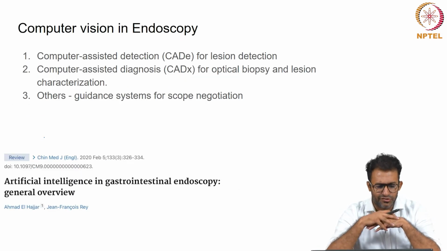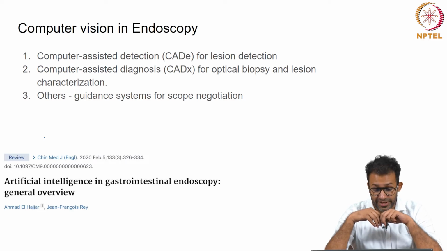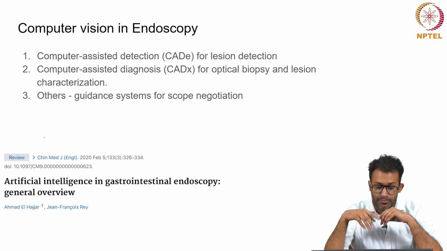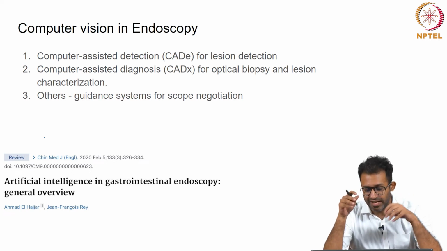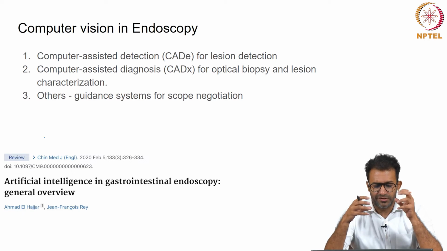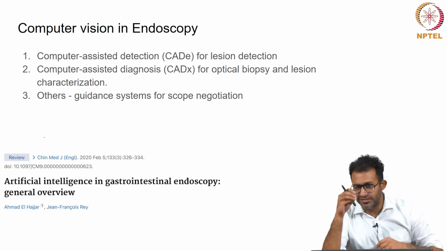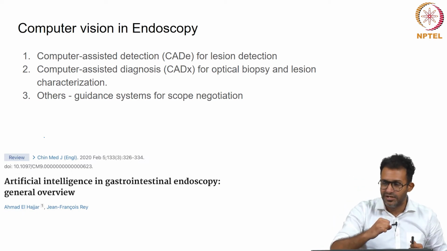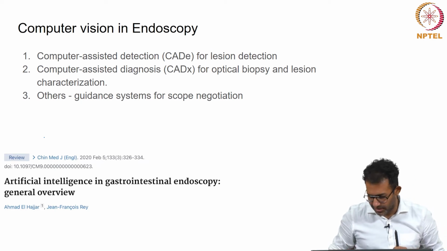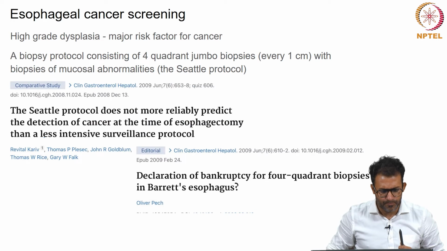So, computer vision in endoscopy can be computer aided detection, which is for lesion detection, which we call CAD-E, or computer aided diagnosis, which can be called CAD-X, for optical biopsy and lesion characterization. There are other roles of computer vision in endoscopy, such as guidance systems. For example, if you are finding it difficult to negotiate the scope through narrow spaces, AI can help in understanding that.